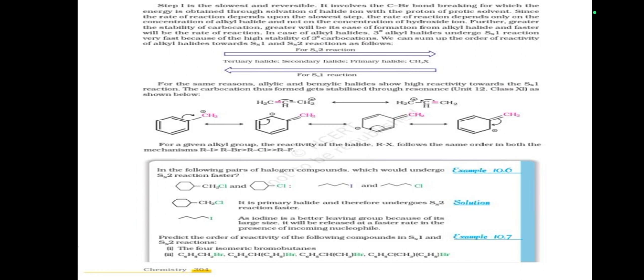We can sum up the order of reactivity of alkyl halides towards SN1 and SN2 reactions as follows. For the same reasons, allylic and benzylic halides show high reactivity towards the SN1 reaction. The carbocations formed get stabilized through resonance, as studied in the class 11 and 12 units. For a given alkyl group, the reactivity of the halide RX follows the same order in both mechanisms: RI is greater than RBr, which is greater than RCl, which is greater than RF.